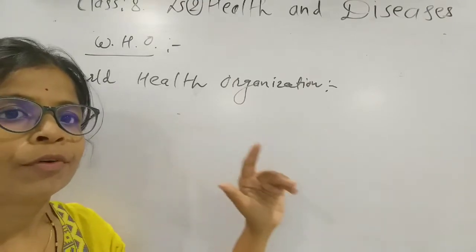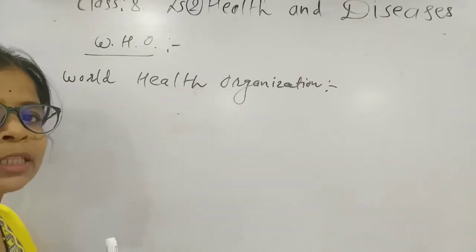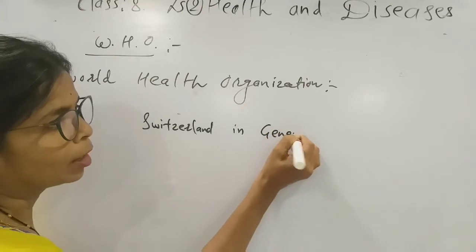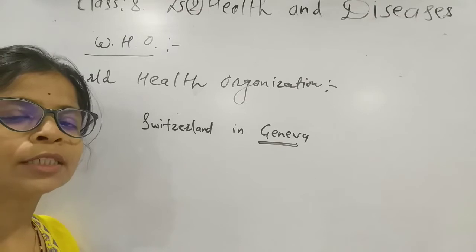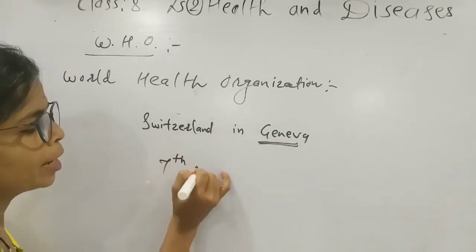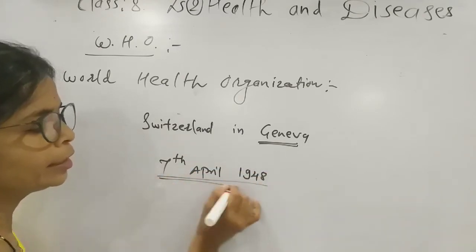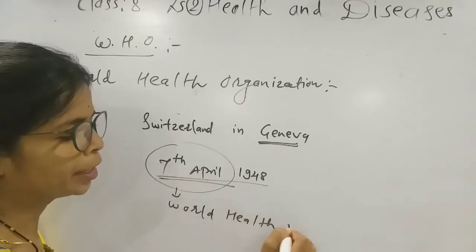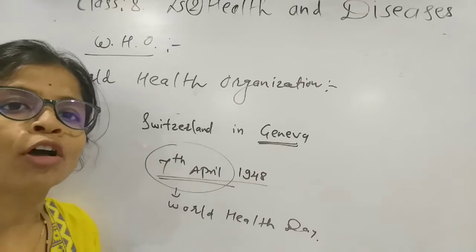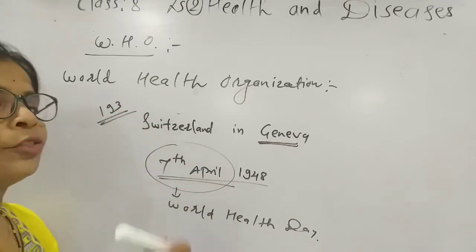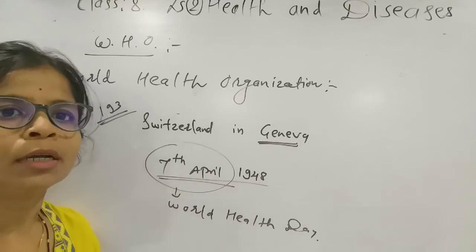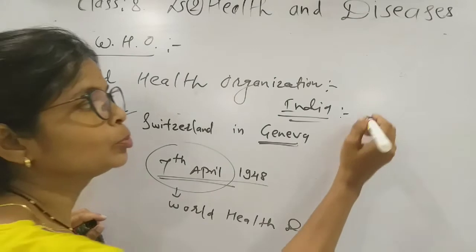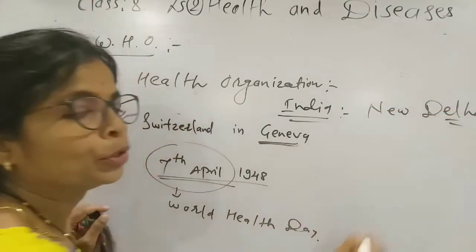The head office of the World Health Organization is in Switzerland, in the city of Geneva. The organization was established on 7th April 1948, so 7th April is celebrated as World Health Day. Different countries are members of WHO. Nearly 193 countries are members of WHO, and India is among them. In India, the head office of WHO is at New Delhi.